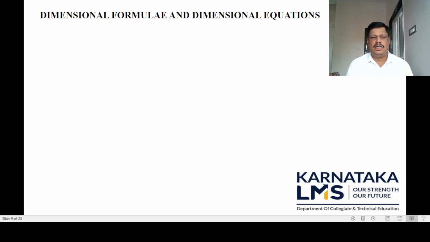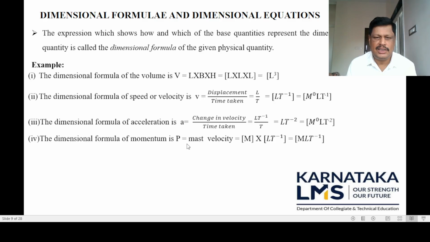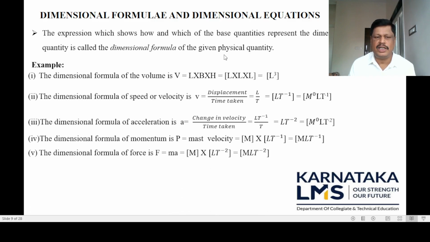So, all physical quantities can be expressed in terms of the powers to which the fundamental physical quantities must be raised. The expression which shows how and which of the base quantities represent the dimensions of a physical quantity is called the dimensional formula of the given physical quantity. The expression which shows how and which of the base quantities or fundamental quantities represent the dimensions of a physical quantity is called the dimensional formula of the given physical quantity.